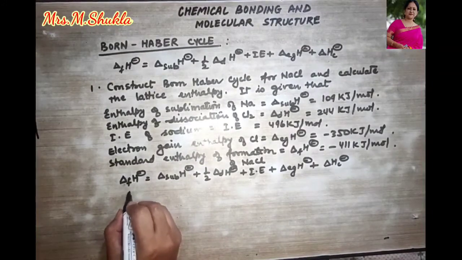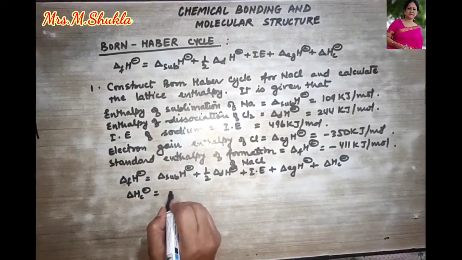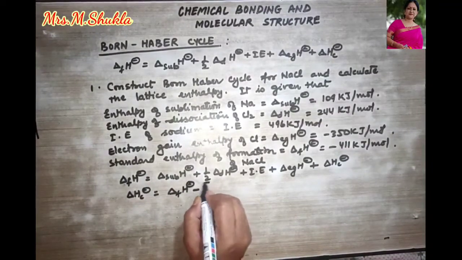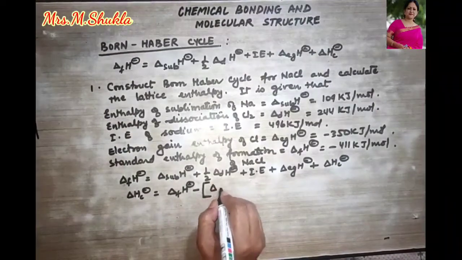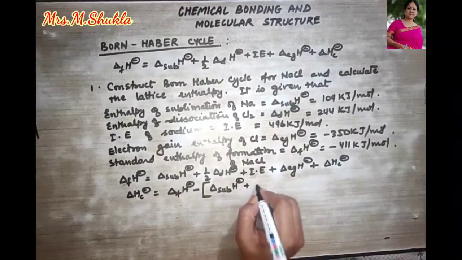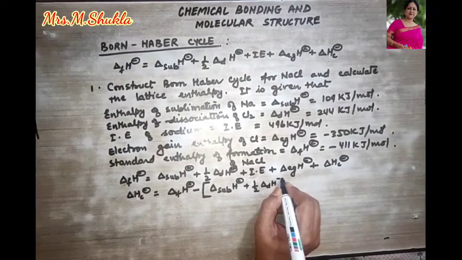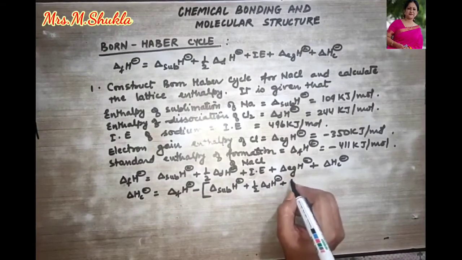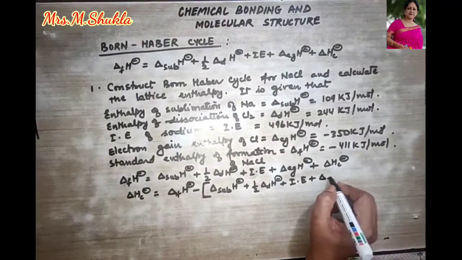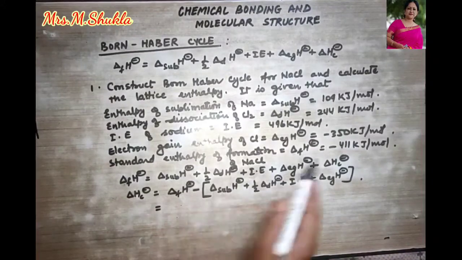So your lattice formation enthalpy will be equal to what? The standard enthalpy of formation minus the enthalpy of sublimation plus half of enthalpy of dissociation plus your ionization enthalpy plus your electron gain enthalpy. Clear? So this is equal to what?